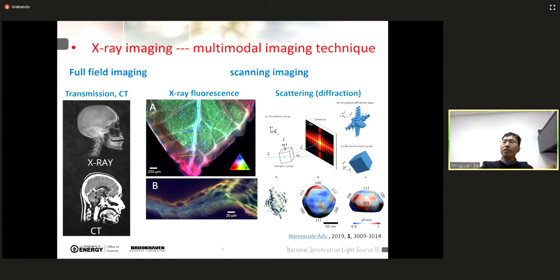This combination of signals gives us very rich information about our research object. In the following slides, I will give you a mathematical description of these imaging techniques.